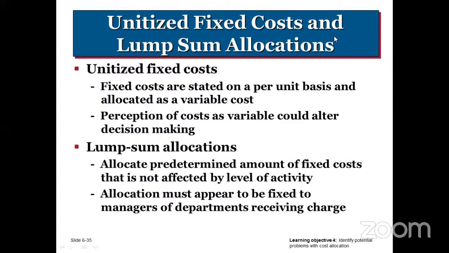Unitized fixed cost and lump sum allocation. Unitized fixed costs are split on a per unit basis and allocated as a variable cost. It means a fixed cost is grouped together and becomes a cost per unit, then it will be allocated like a variable cost. When there is an increase in the production activity or in the sales volume, the unit cost assigned to you also increases. That's why when you increase the sales, your cost allocation will also increase at the same time.